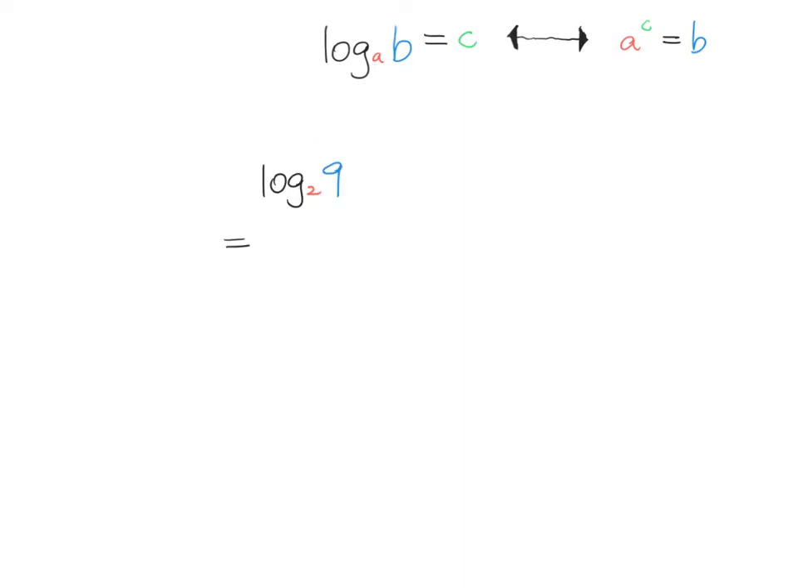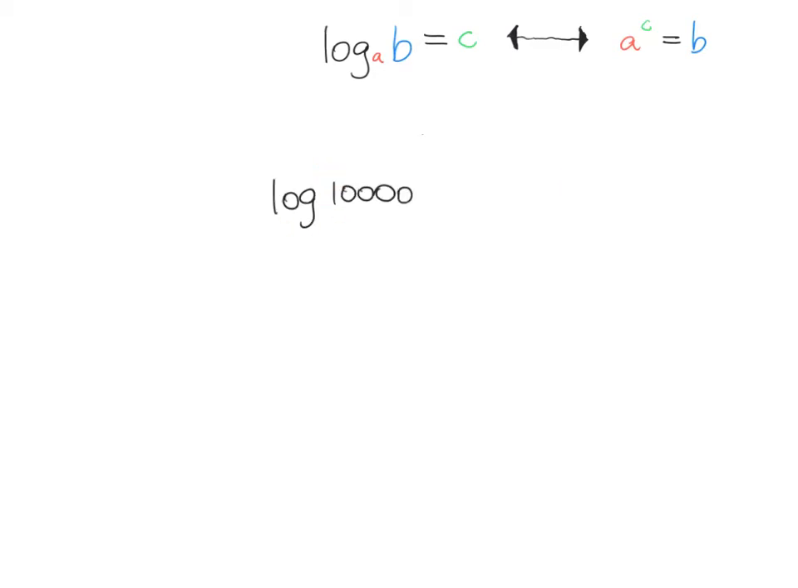But what if we have log base 2 of 9? Well, 9 is just a little bit greater than 8, so we know the answer would be a little bit greater than 3, right? If you use your calculator, it would be around 3.17. And it also means that 2 to the power of 3.17 is around 9.